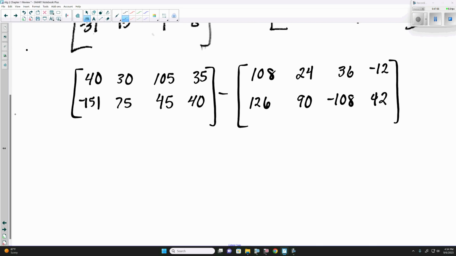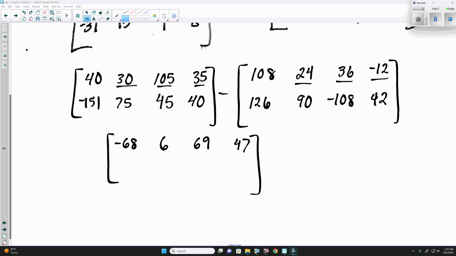Now at this point here, we can subtract these from each other. So we can say 40 minus 108, which will be negative 68. 30 minus 24 is going to be 6. 105 minus 36 is going to be 69. Carry the 1, 3, 4, 69. 35 minus negative 12 would give us 47.